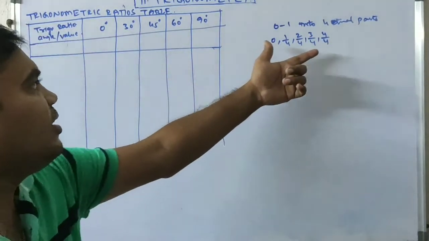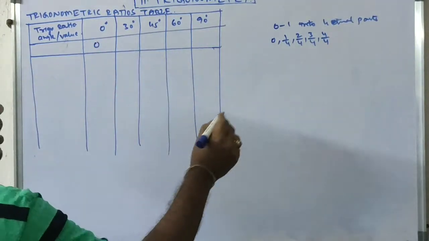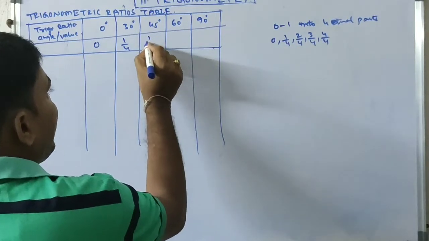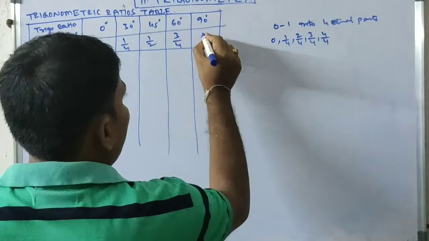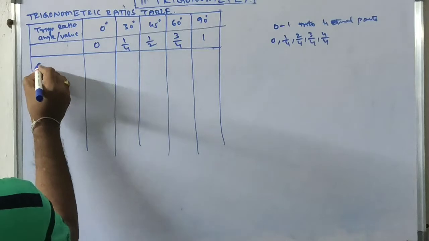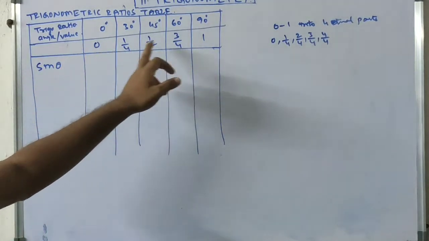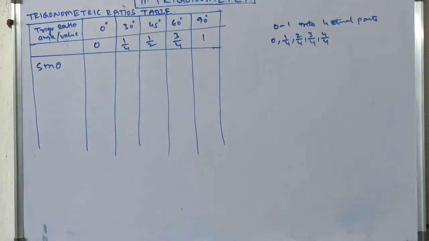So I want to write these in these boxes. First 0. Next 1 by 4. Next 2 by 4, we can write it as 1 by 2. Next 3 by 4. 4 by 4 we can write it as 1. Now I want to write the values of sin theta. If we write this one, we can easily write the table.